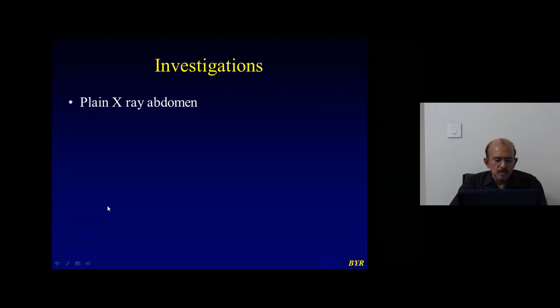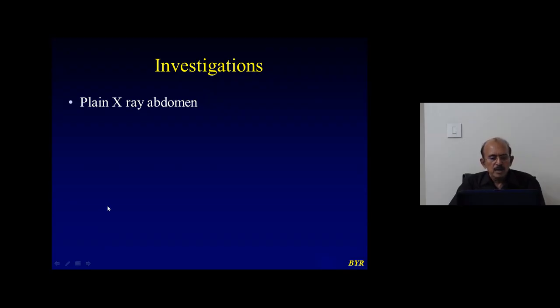That is number 1. Number 2, plain X-ray of the abdomen in erect posture. That is to rule out any hollow viscus perforation or injury. Number 3, ultrasound scan. That is to look for stones in the kidneys, ureters, gallbladder, bile duct, and for scanning of the appendix.